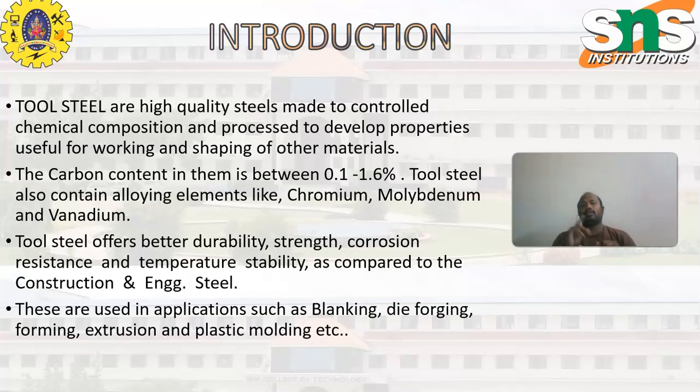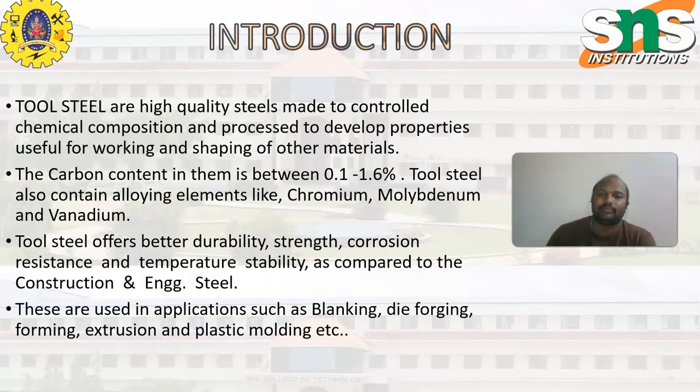So this increasing addition of the carbon helps to improve the hardness or the strength of the particular tool steel. And apart from the carbon, we can see chromium, molybdenum and vanadium is also added, so that precipitate kind of particles are formed in the particular microstructure of the tool steels in order to improve the strength of the particular tool steels, right?